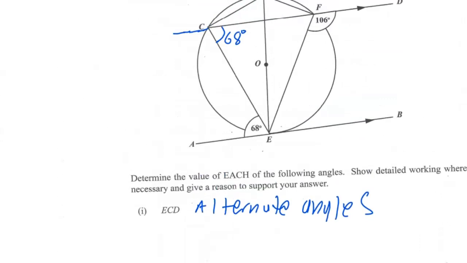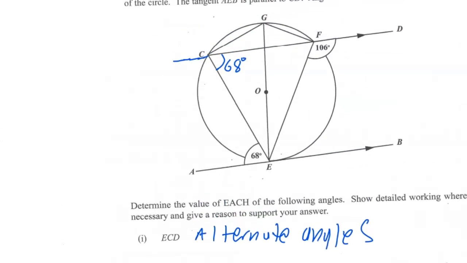Next, we are asked to find angle CEG. Let's go back to the diagram. Angle CEG, that's which angle now? That's this angle. Notice from O to E, that's a radius, since G to E is the diameter. So O to E is a radius.